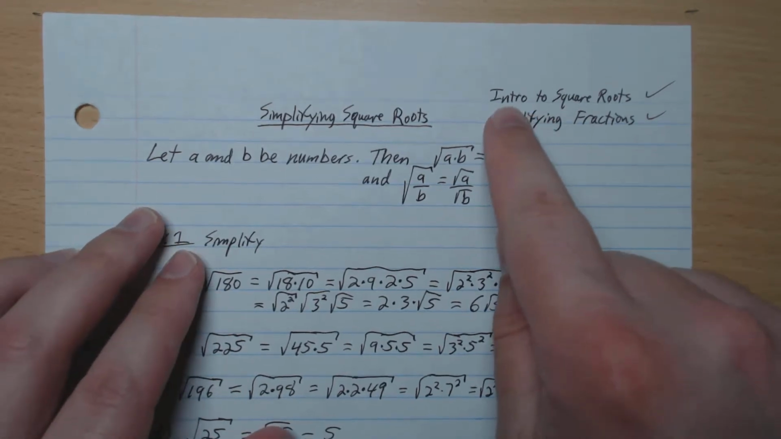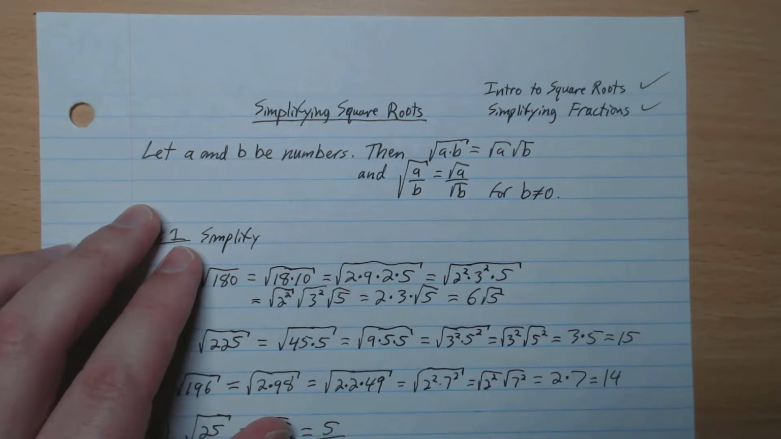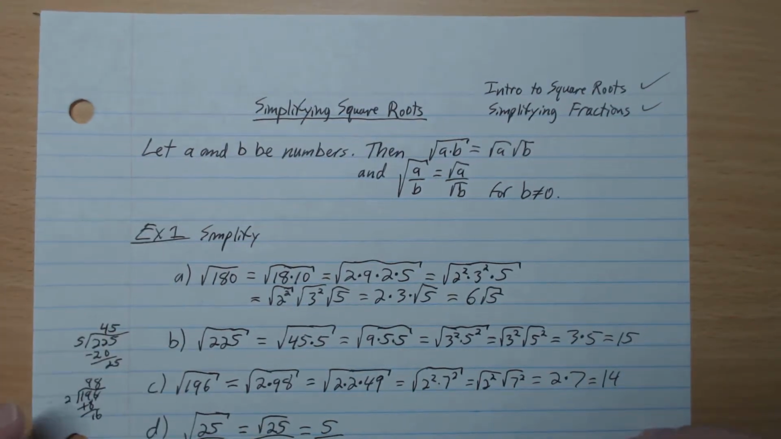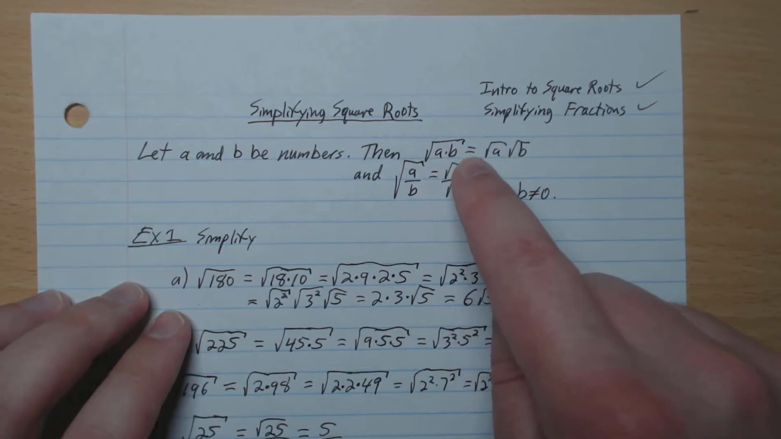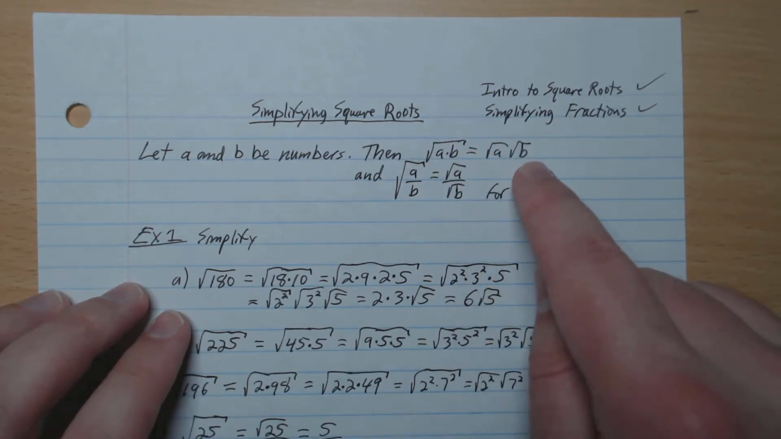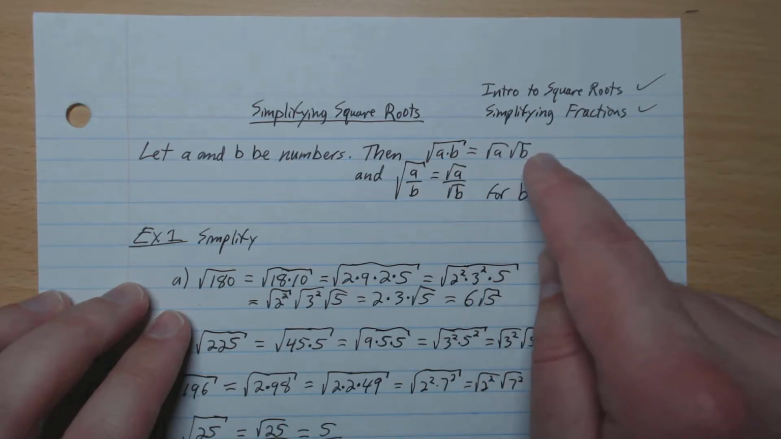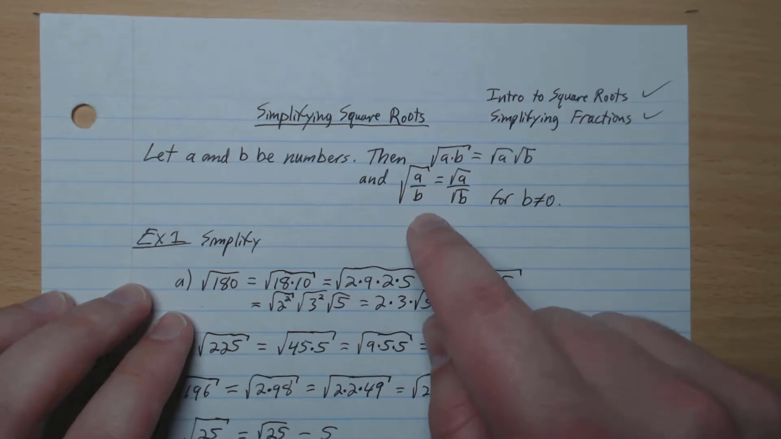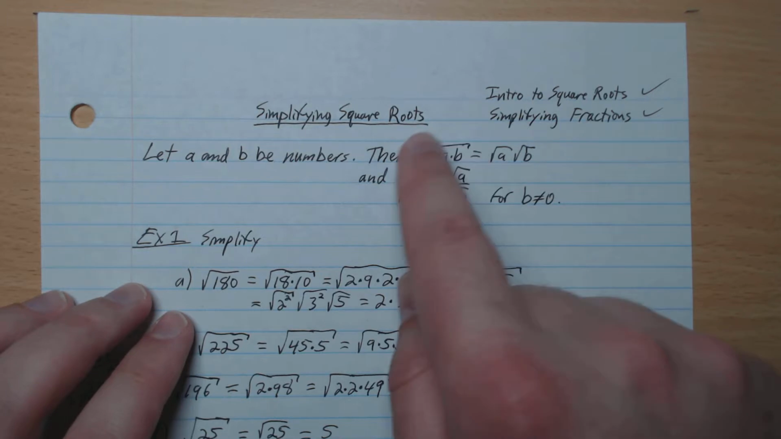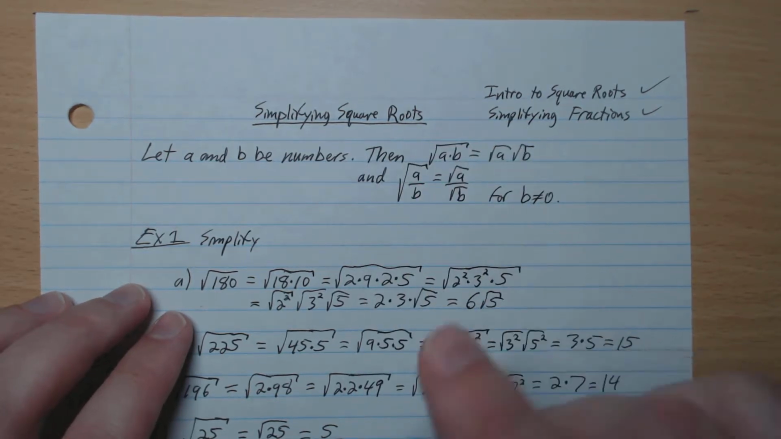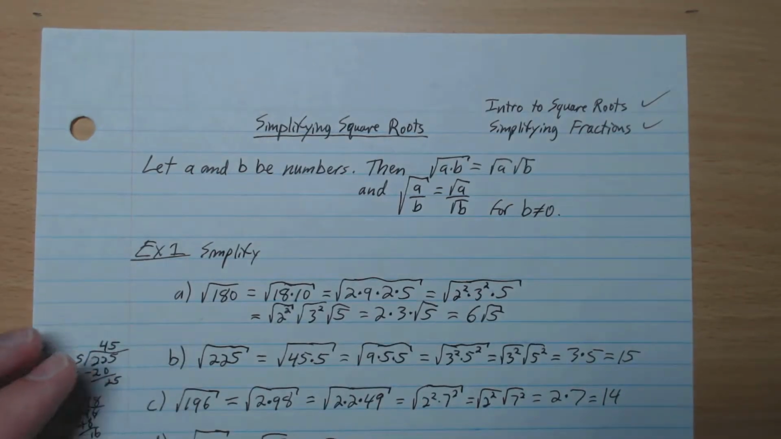So if you've completed the previous videos, Intro to Square Roots and Simplifying Fractions, today's lesson will be a lot easier on you. So let a and b be numbers. Then root a times b is the same as root a times root b, like that. So it's almost as if we distributed the root. Also, root of a over b is root a over root b for b non-zero. You'll run into power rules later in math, but for now we're going to use these for simplifying square roots.